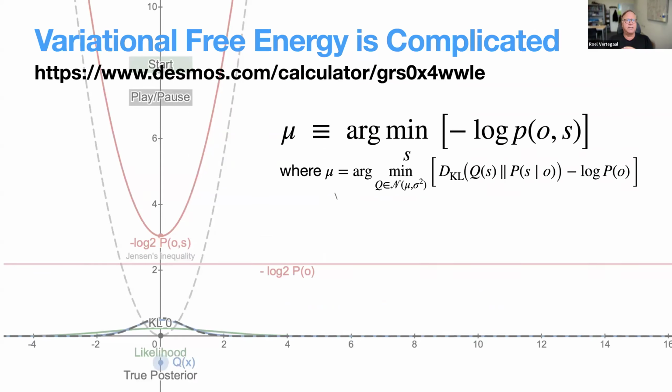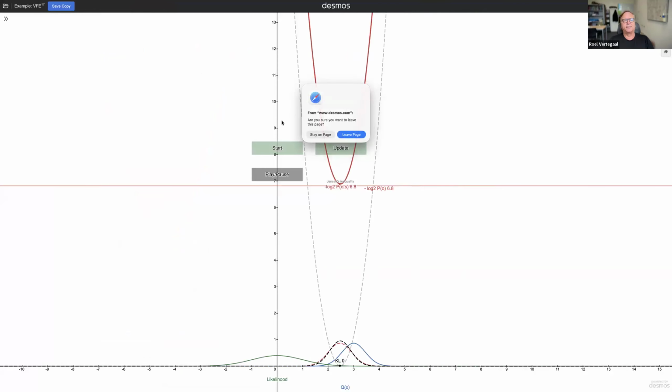Now, we all know that variational free energy is complicated. Expected free energy is even more complicated. I did do a good dive on it and made a nice Desmos model of maybe not the complete solution, but certainly the solution where it comes to finding a mean. So let me just show you what that looks like.